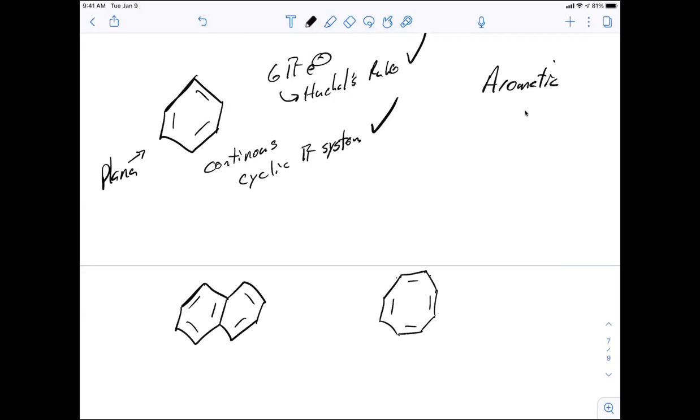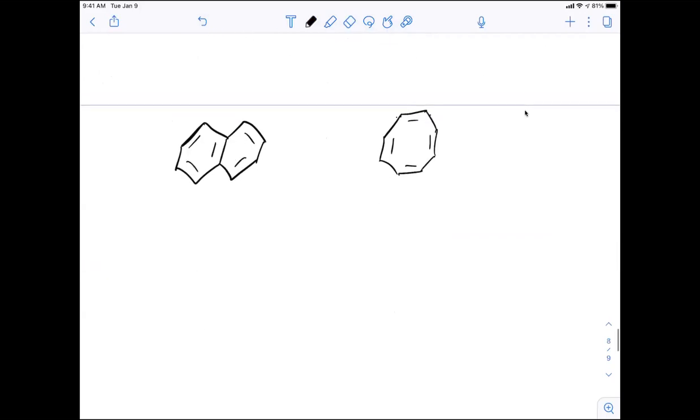Okay, let's look at these 2. Do we have a cyclic pi system in the first one? Can I draw continuous, or can I draw sp2s all the way through here? All of these are sp2s. That means every one of these has a p orbital on it. Is it planar? What would I have? A 6-membered ring made of 120-degree angles. Would that be planar? Yes.